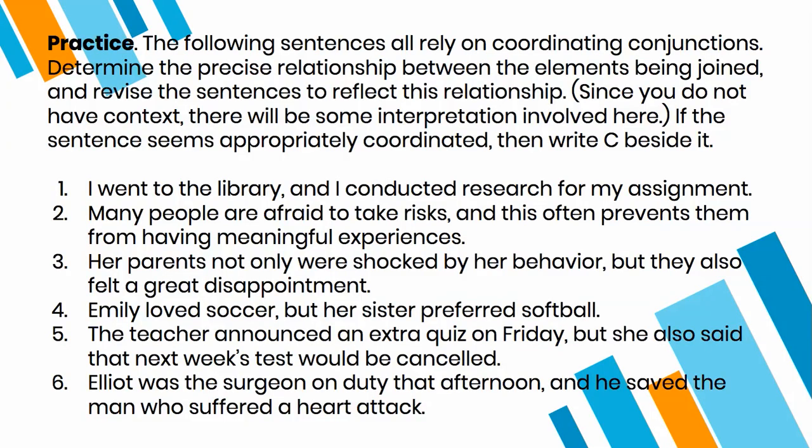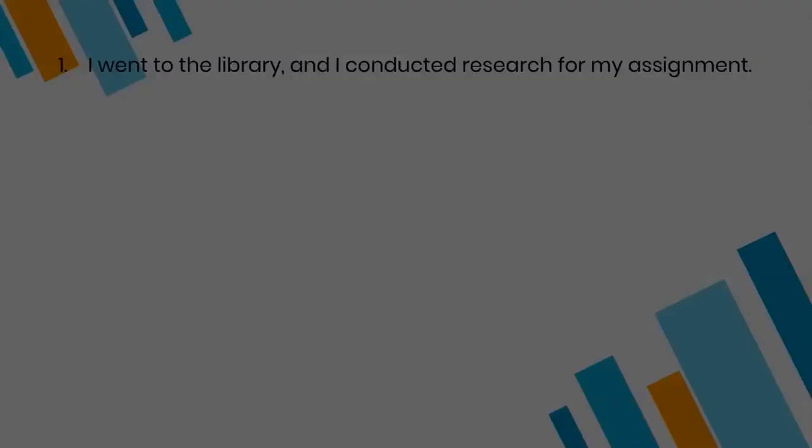So let's try it. Here are 6 sentences. They all rely on coordinating conjunctions. So what you need to do is figure out what is being joined, and figure out what a better relationship might be. And again, I'll remind you that you might want to try putting these sentences in parallel structure first. And if it doesn't work, that helps you see what's being joined. You don't have context, you just have individual sentences, so there's some interpretation and choices involved. When there's more than one option, I'll try to show you those. If the sentence seems appropriately coordinated, then just write a C beside it.